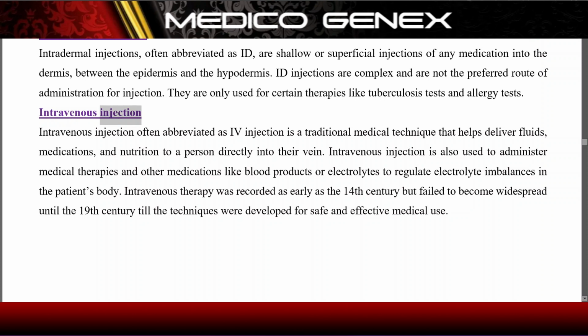Intravenous injection. Intravenous injection, often abbreviated as IV injection, is a traditional medical technique that helps deliver fluids, medications, and nutrition to a person directly into their vein. Intravenous injection is also used to administer medical therapies and other medications like blood products or electrolytes to regulate electrolyte imbalances in the patient's body. Intravenous therapy was recorded as early as the 14th century but failed to become widespread until the 19th century, till the techniques were developed for safe and effective medical use.